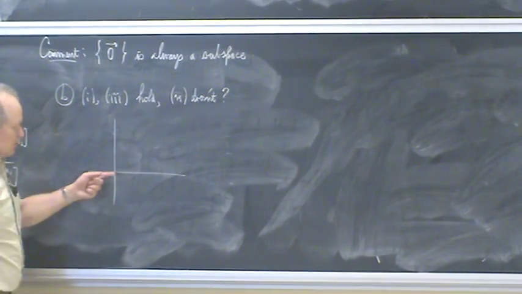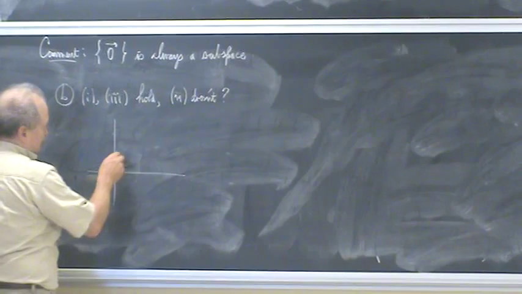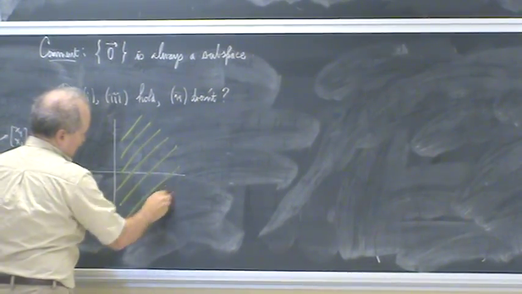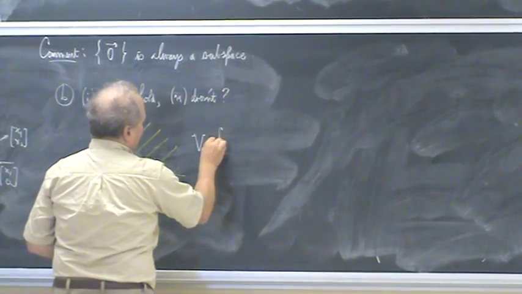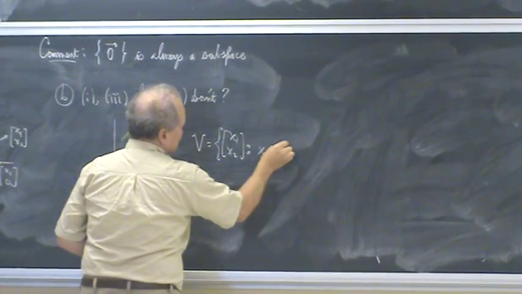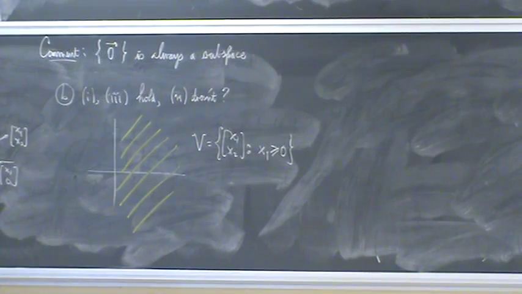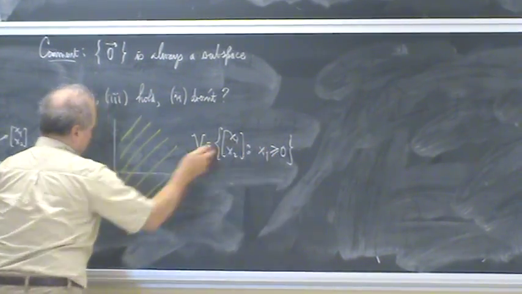But actually, can you do it in the plane and use up more dimensions? Yeah, you could. Take the red vectors where x1 is greater than or equal to 0. Do you guys agree with that? Is 0 in there? Sure, because I put greater than or equal to.